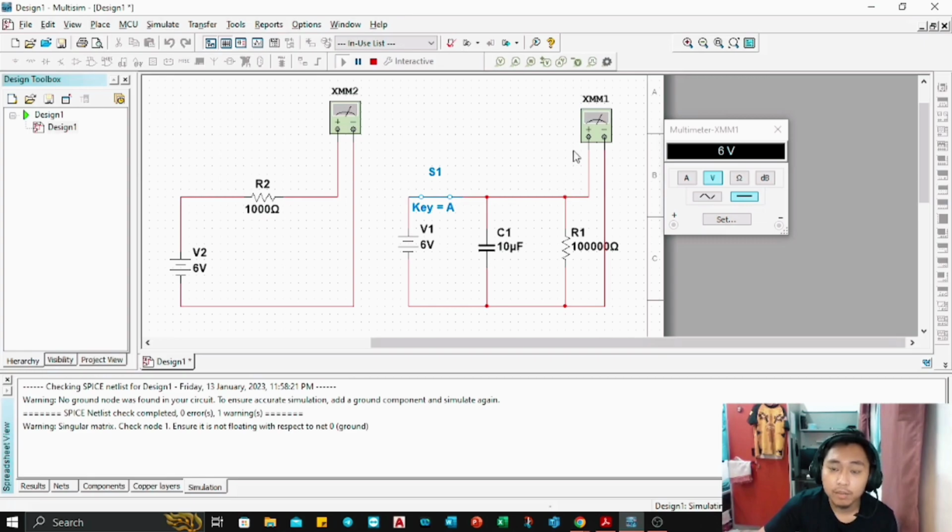Why do we use a resistance? Because we cannot adjust the range of the multimeter in this Multisim. That's why we add a resistance here. Then I make it an open circuit again. See that the voltage across this capacitance discharges.